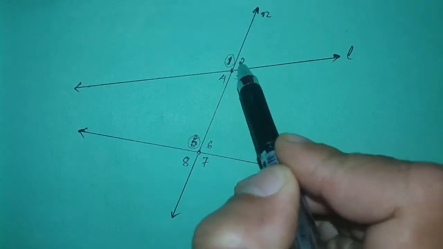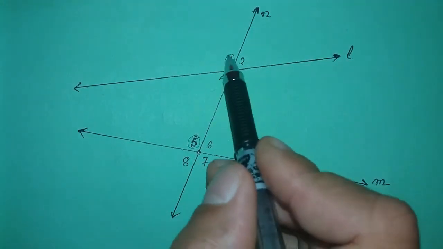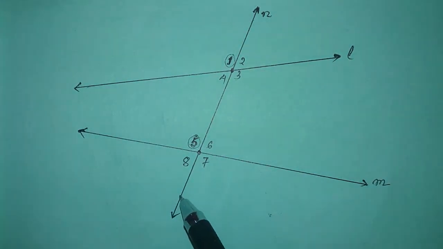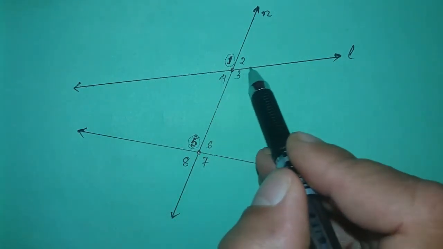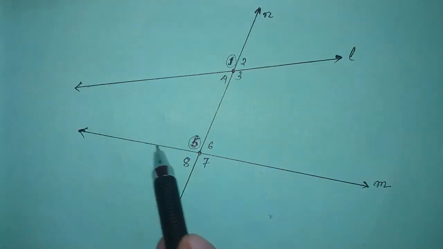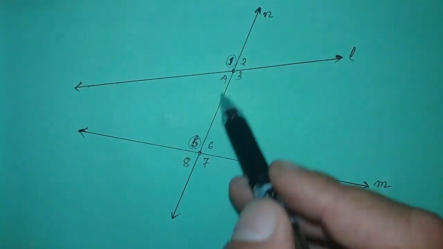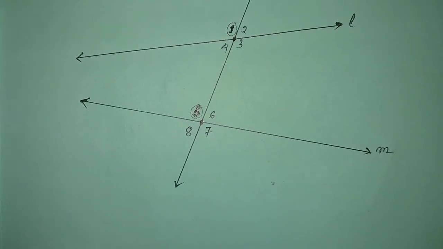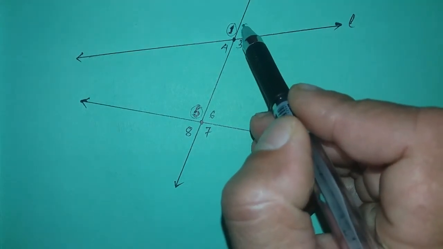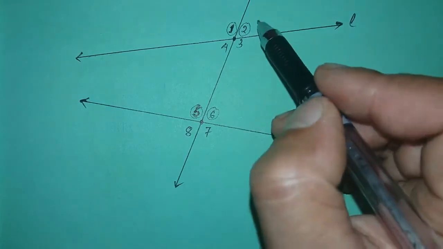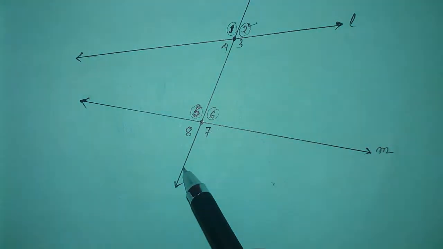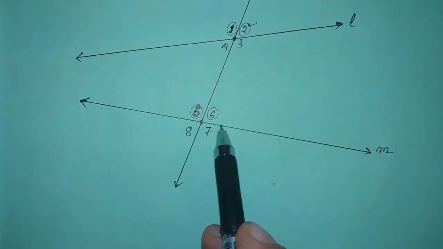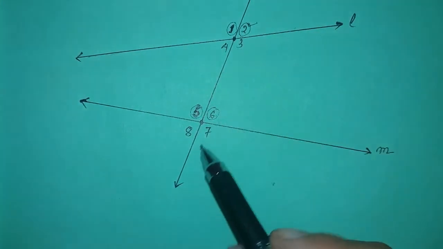Angle 1 lies to the left of this transversal, and angle 5 also lies to the left of this transversal. Also, angle 1 is above line L, and angle 5 is also above line L. So that means they are in similar conditions. Such pairs of angles are known as pairs of corresponding angles. Also let's see angle 2 and angle 6. Angle 2 is to the right of this transversal, and angle 6 is also on the right side of this transversal, and 2 is on top of this line, and 6 is also above this line. So now they are also called a pair of corresponding angles.